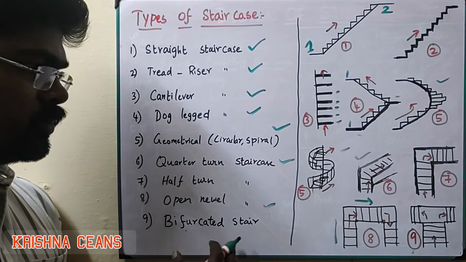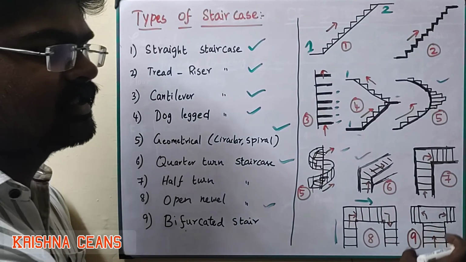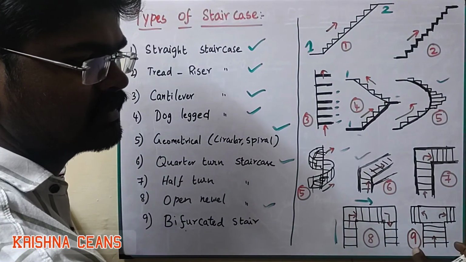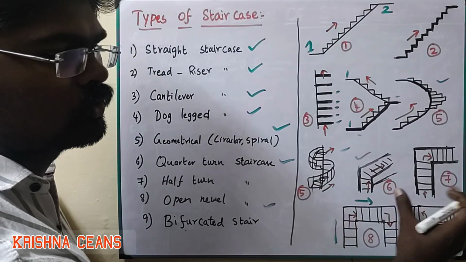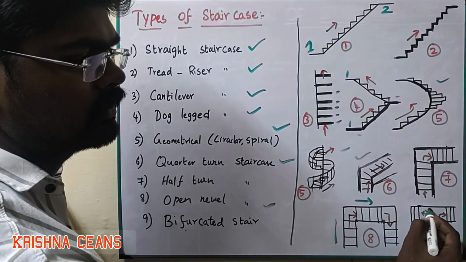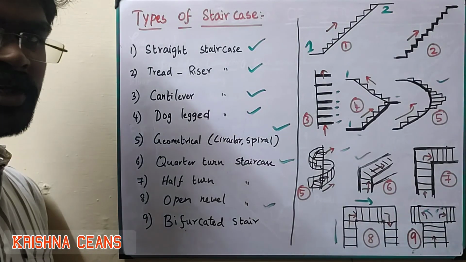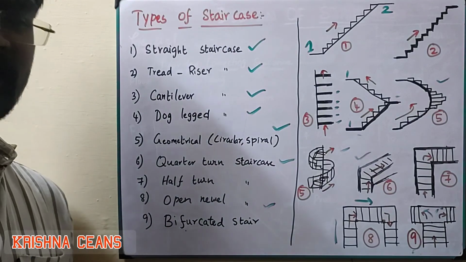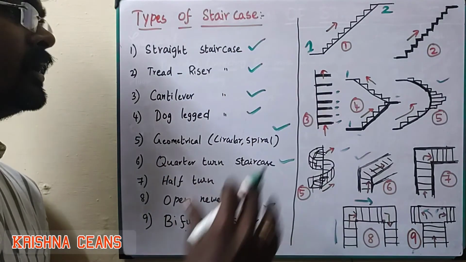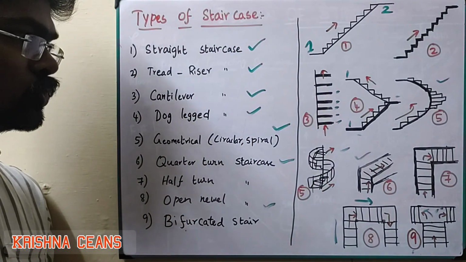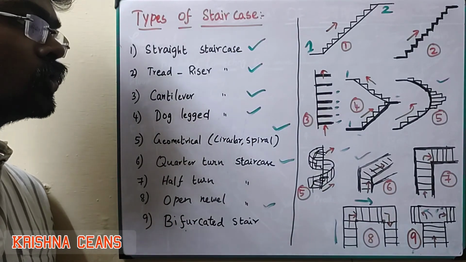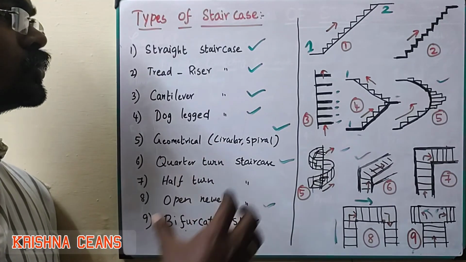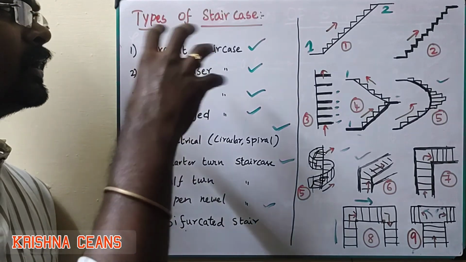Then bifurcated. In most public buildings we can see this kind of staircase. The crowd coming up the first staircase then splits into 2 directions, one in this direction, another in this direction. So these are the different types of staircases we use in our buildings. Depending upon the purpose and function, we can choose from these kinds of staircases.